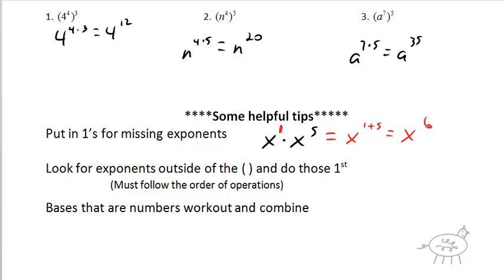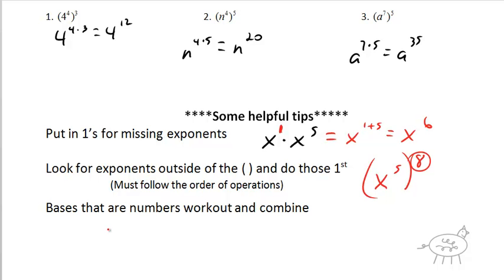The next thing, it says look for exponents outside of the parentheses and do those first. So we're going to get to problems where you have something on the outside, like x to the 5th, and it's to the 8th power, and you always multiply: 5 times 8 is 40. We're going to do this as we get closer to a couple examples. I'll show you what I mean by this, okay?